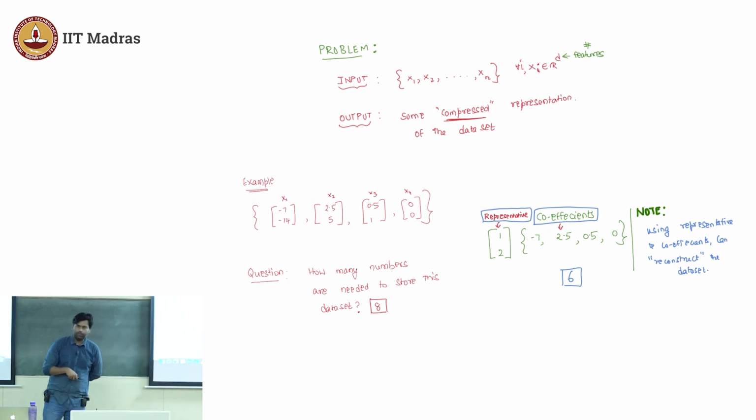So, here is an example. Let us say I give you these 4 data points, nothing to do with us here, but generally 4 data points. If I want to store this in a computer, there are 4 points, each point has 2 numbers, it is a vector in 2-dimensional space. So, I need 8 numbers to store these points.